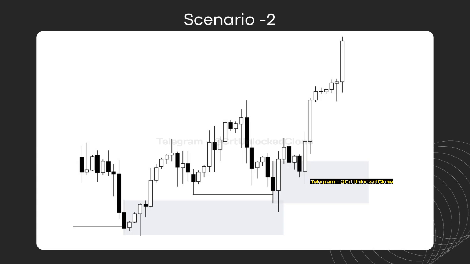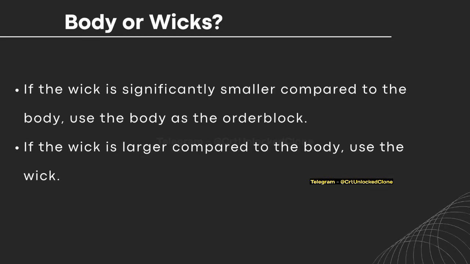Now let's move over to another example. So here again, another way of choosing between the body and the wick is by looking at the size of the body and the wick. So if the wick is significantly smaller as compared to the body, then you can just use the body as an order block even if price has closed above or below the wick, right? But in case the wick is larger compared to the body, then you can include the wick too and use the wick and the body as a whole as an order block.